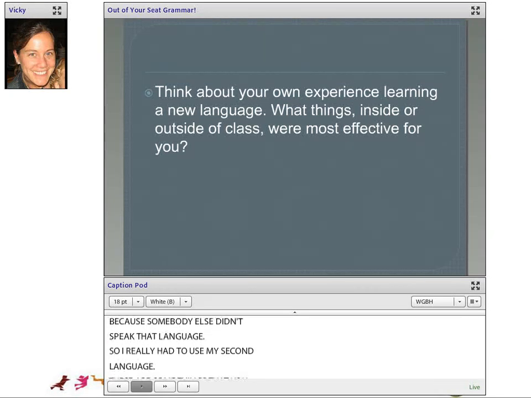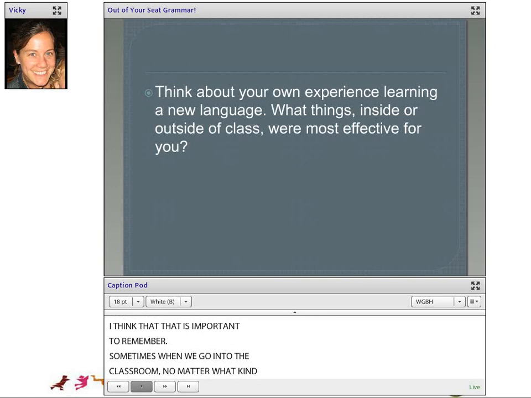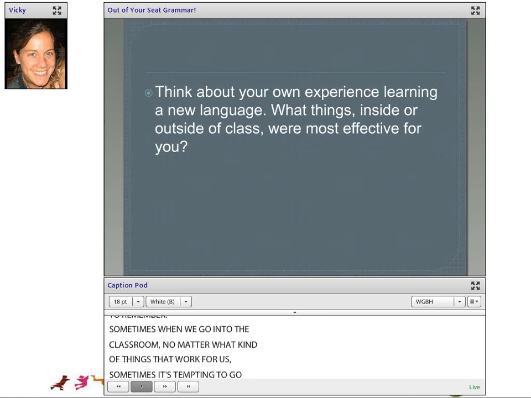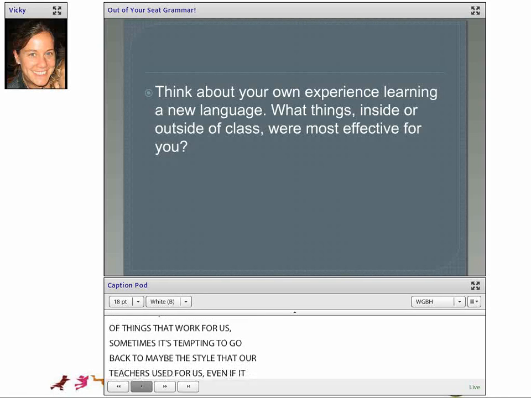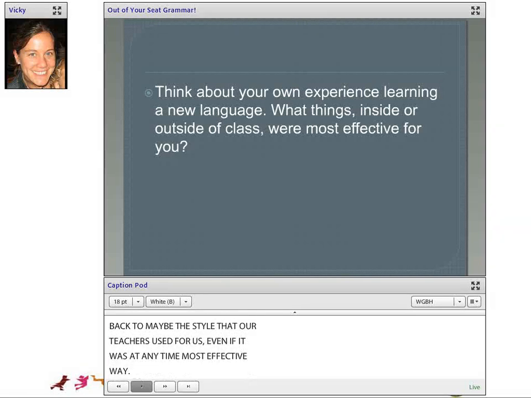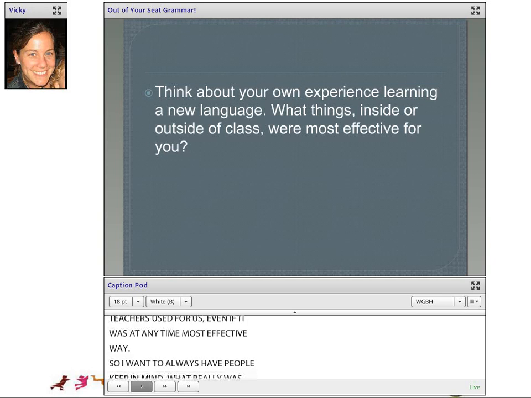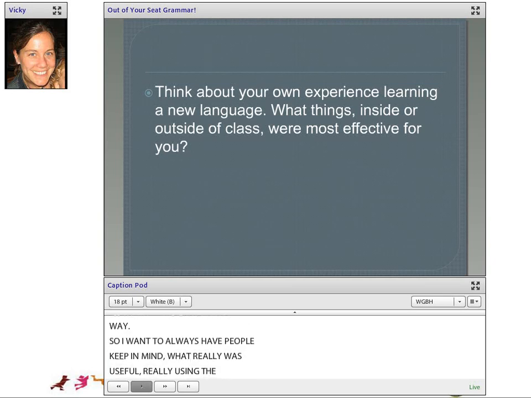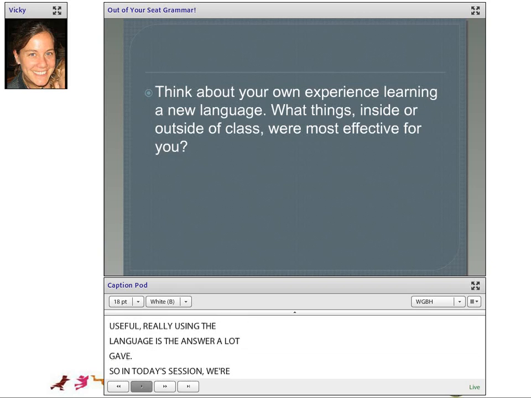Sometimes when we go into the classroom, no matter what things worked for us, sometimes it's tempting to go back to maybe the style that our teachers used for us, even if it wasn't the most effective way. And so I want to always have people keep in mind what really was useful. Really using the language is the answer that a lot of you gave. And so in today's session, we're going to be talking about getting students to really, really use the English and use the grammar.